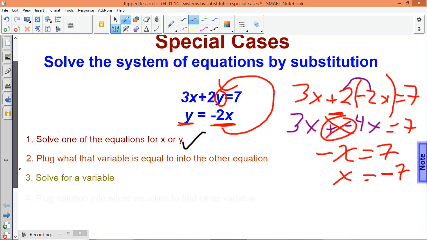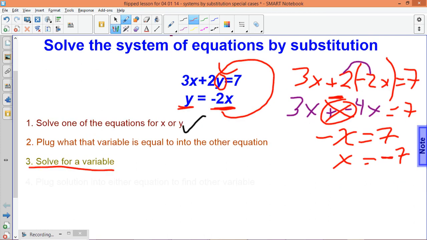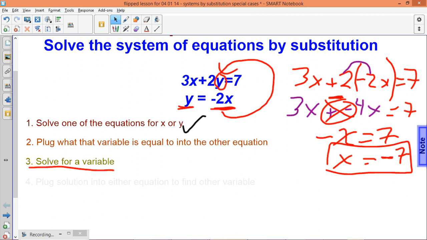So look at step 3 over here. Step 3 is done. I have solved for a variable. I have solved for x. But I'm not done. There is a final step. Plug that solution into either equation to find the other variable.